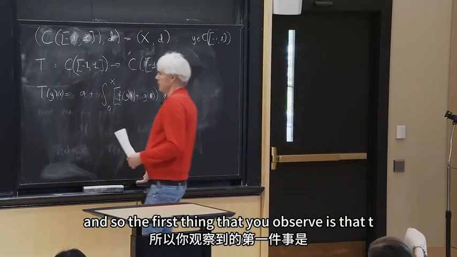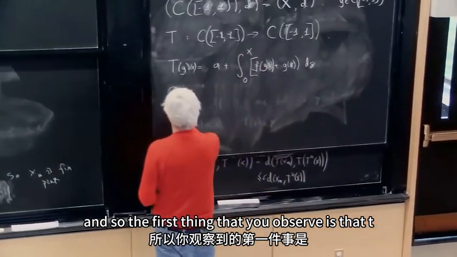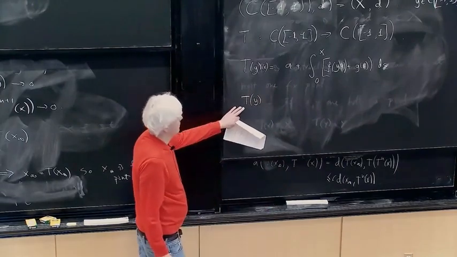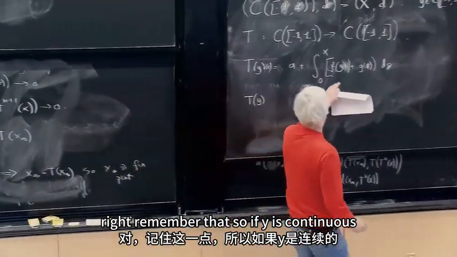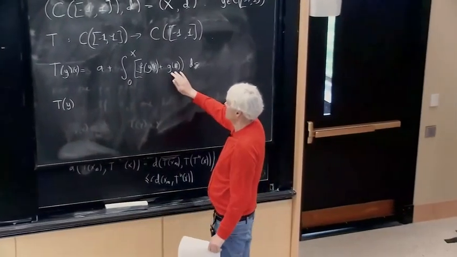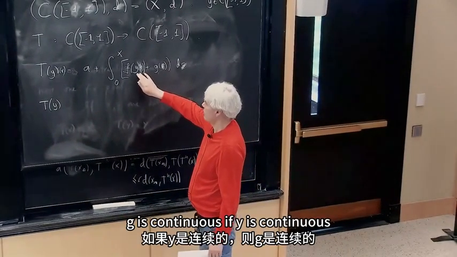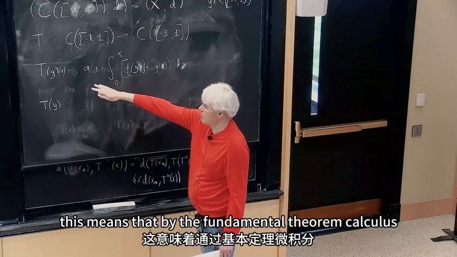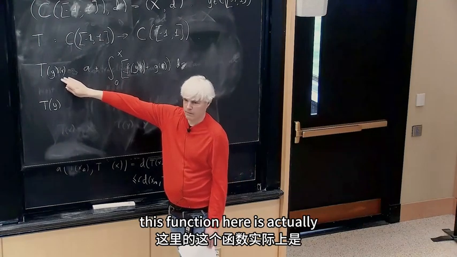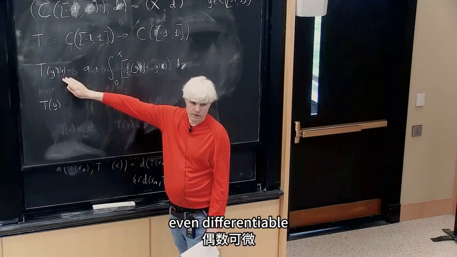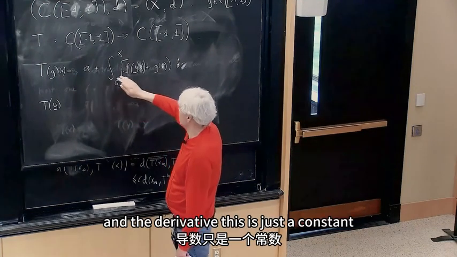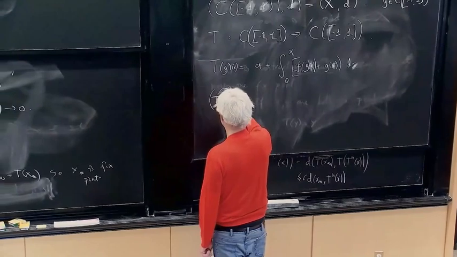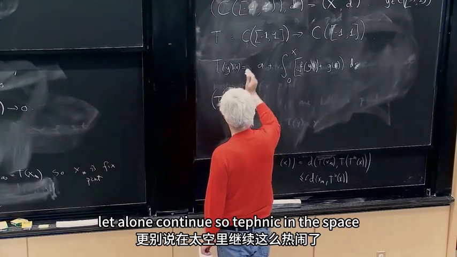And so the first thing that you observe is that T gives you this function here, right? Remember that if y is continuous, g is continuous, if y is continuous, f is continuous, everything here is continuous. And so by the fundamental theorem of calculus, this function here is actually even differentiable, right? And the derivative of this is just a constant. So this function here is differentiable, let alone continuous. So it's definitely in the space.